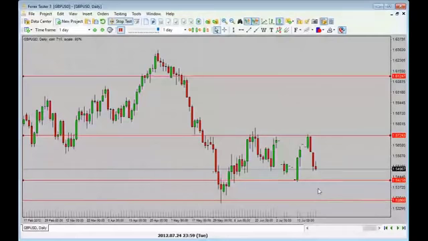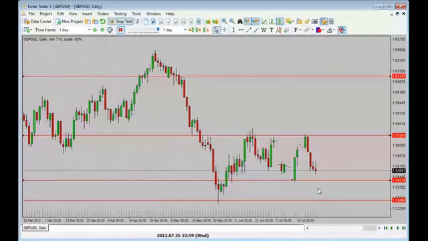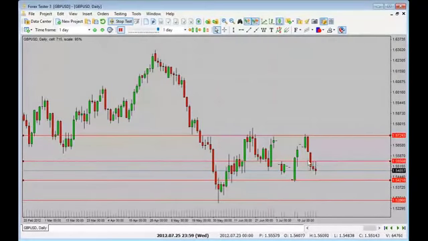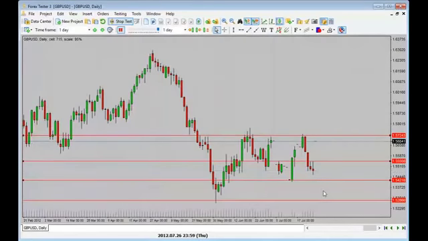So let's take a look. Okay, we are moving very slowly and kind of sideways. But what I do like about this one here is that we have two pins to the downside. And now I'm looking for price to drop further, still looking for price to drop into the support resistance area.